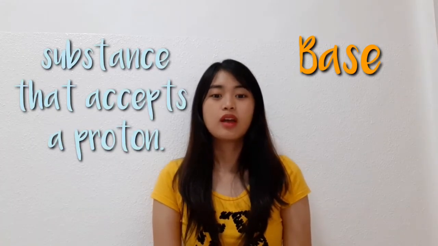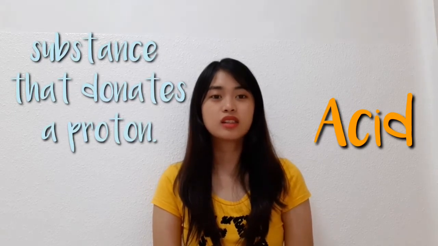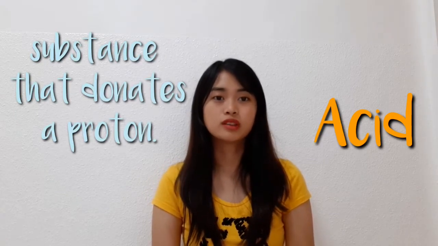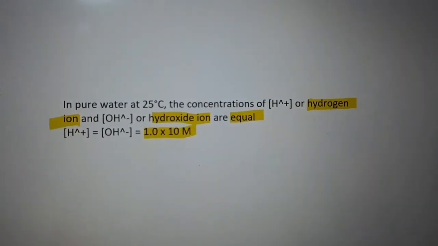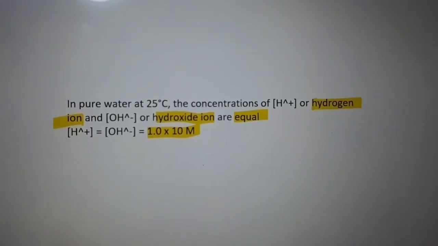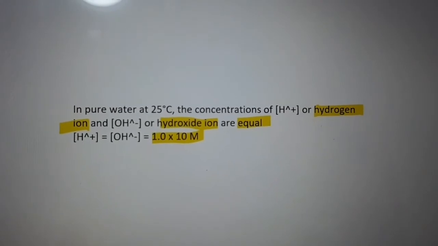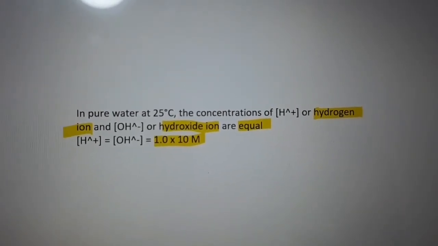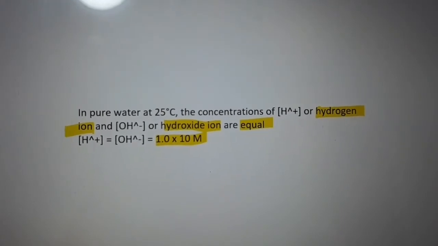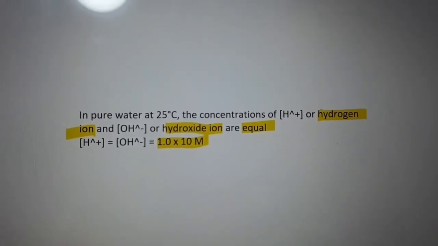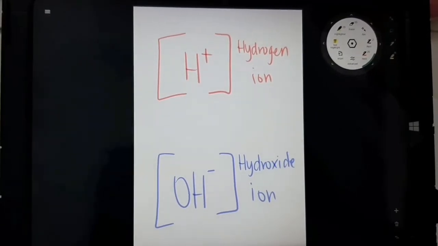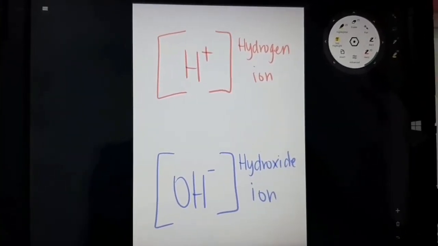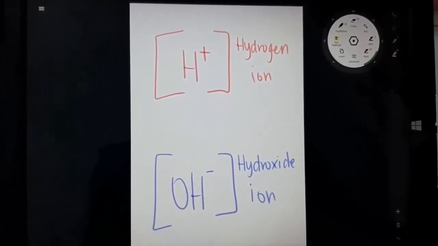What is a base? A base is a substance that accepts a proton. What is an acid? An acid is a substance that donates a proton. In pure water at 25 degrees Celsius, the concentrations of hydrogen ion and hydroxide ion are equal, which have the value of 1.0 times 10 to the negative 7 molar. These are the product of molar concentrations of hydrogen ion and hydroxide ion.